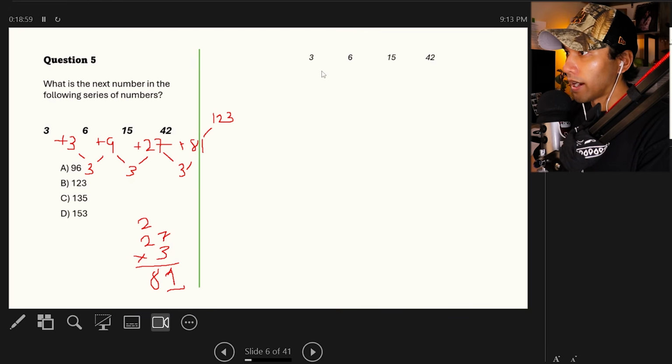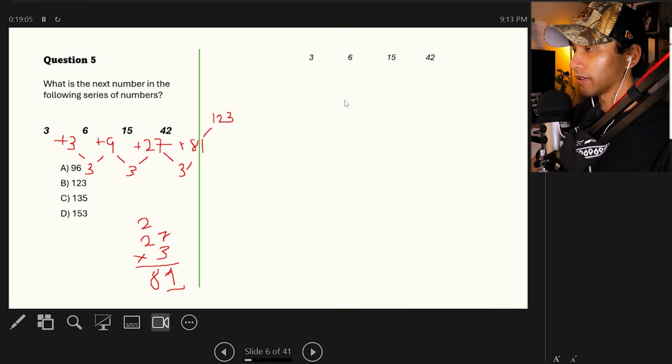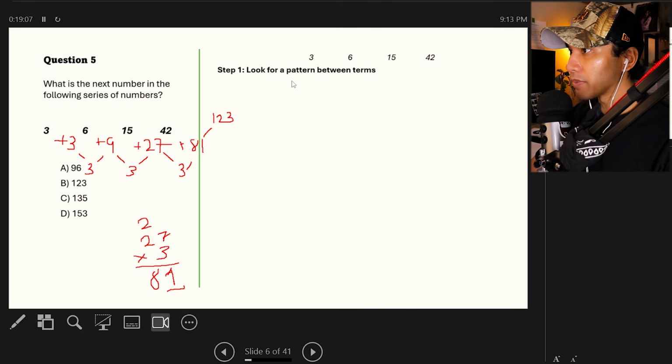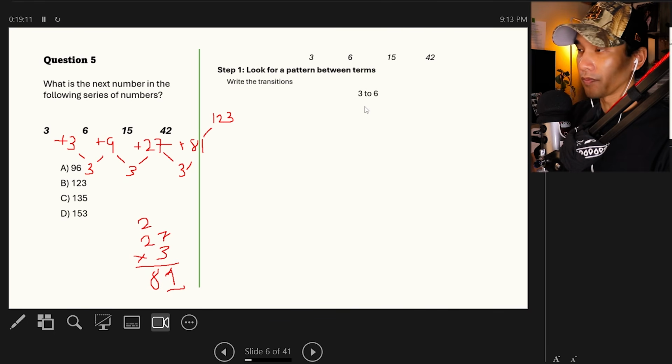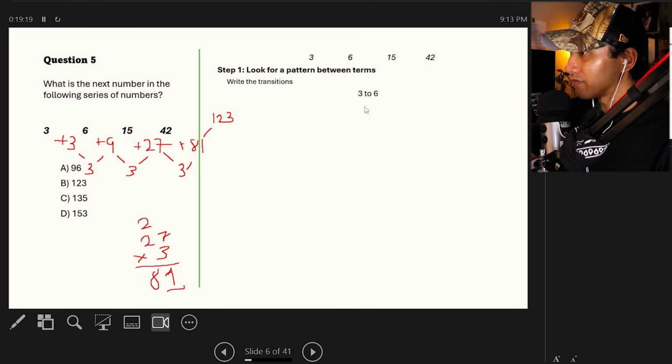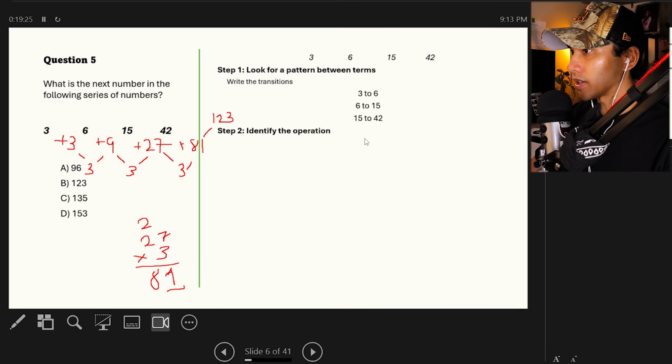So write this down, and I would do it exactly like this. Find the relationship, write it down, okay? Look for a pattern between the terms. Write the transitions, 3 to 6. Do this now, write the transitions. But later on, you won't have to, because you would have just figured out the pattern using mental math. 6 to 15, 15 to 42.